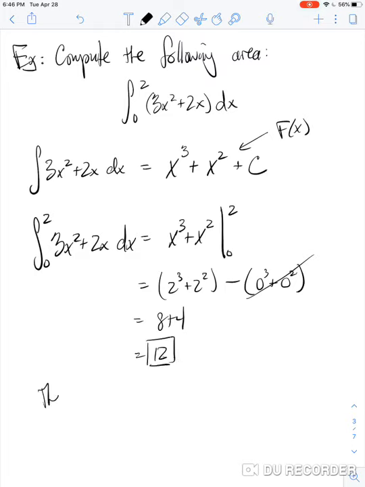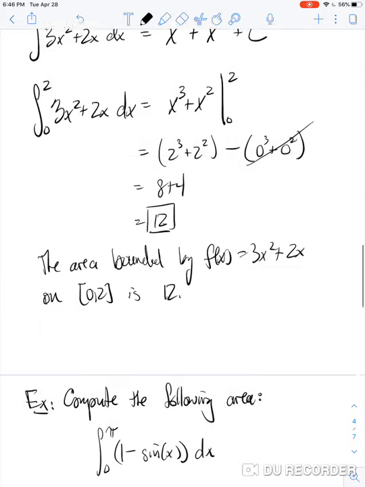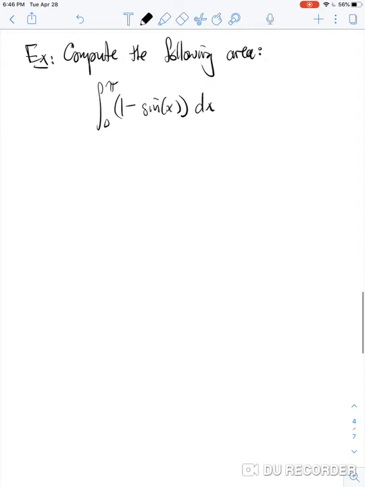So the area bounded by f of x equals 3x squared plus 2x on 0 to 2 is 12. Okay, so that was a pretty simple example, but let's do a couple trickier ones.